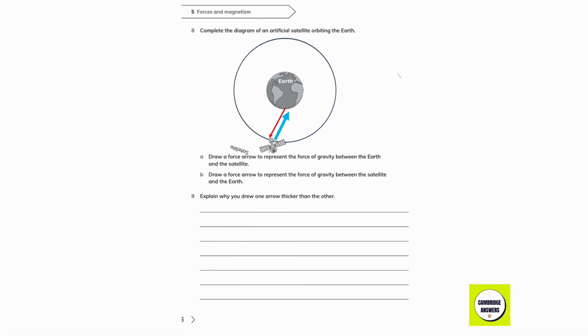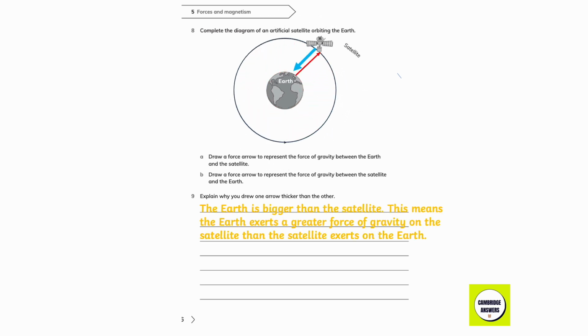Complete the diagram of an artificial satellite orbiting the Earth. Draw a force arrow to represent the force of gravity between the Earth and the satellite. Draw a force arrow to represent the force of gravity between the satellite and the Earth. Explain why you drew one arrow thicker than the other. The Earth is bigger than the satellite. This means the Earth exerts a greater force of gravity on the satellite than the satellite exerts on the Earth.